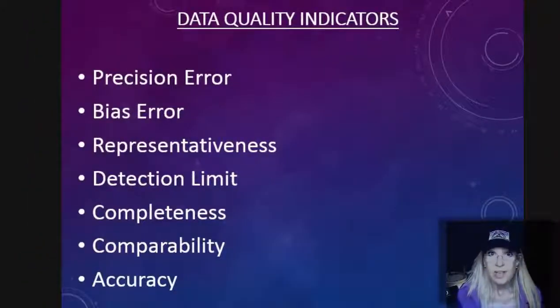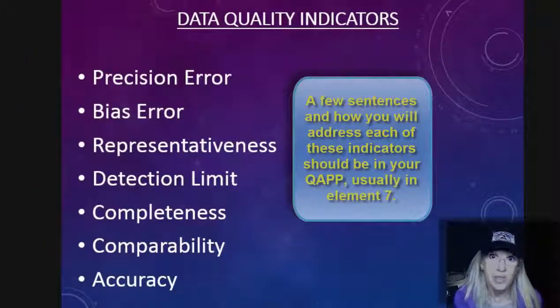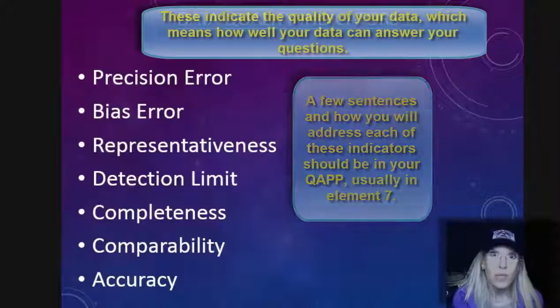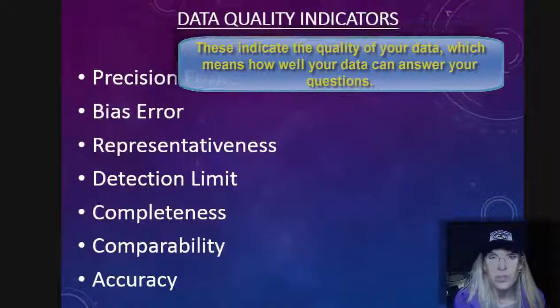And each one of these 7 data quality indicators has to be addressed in your QAPP. They have to be defined, and you have to say what your limits are for them in order to generate data that will meet the objectives for what you want to use your data for.